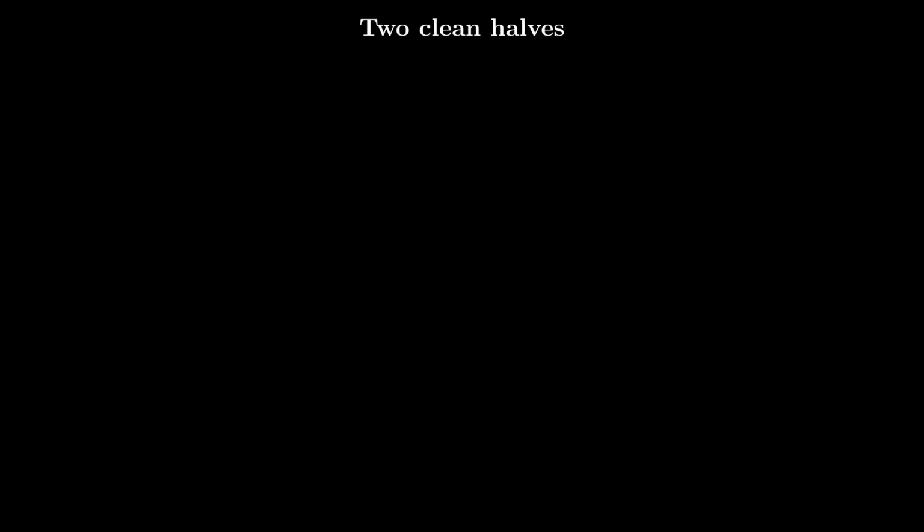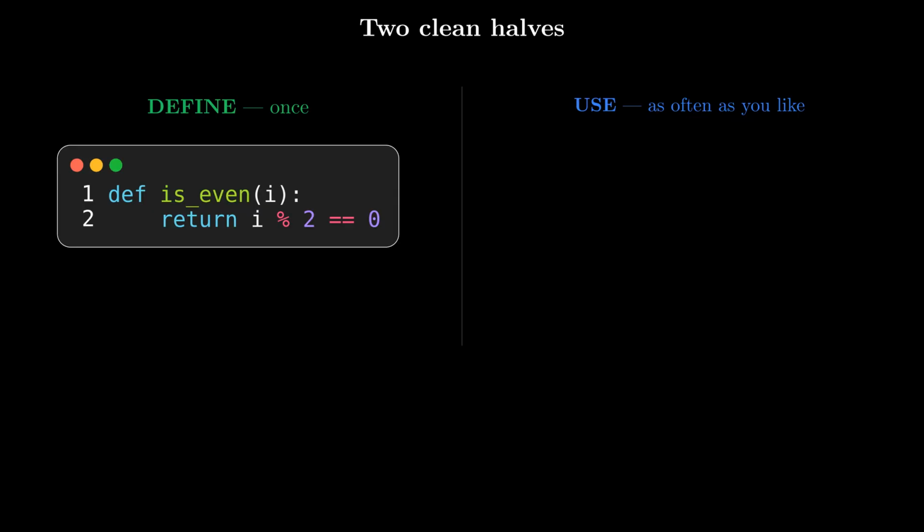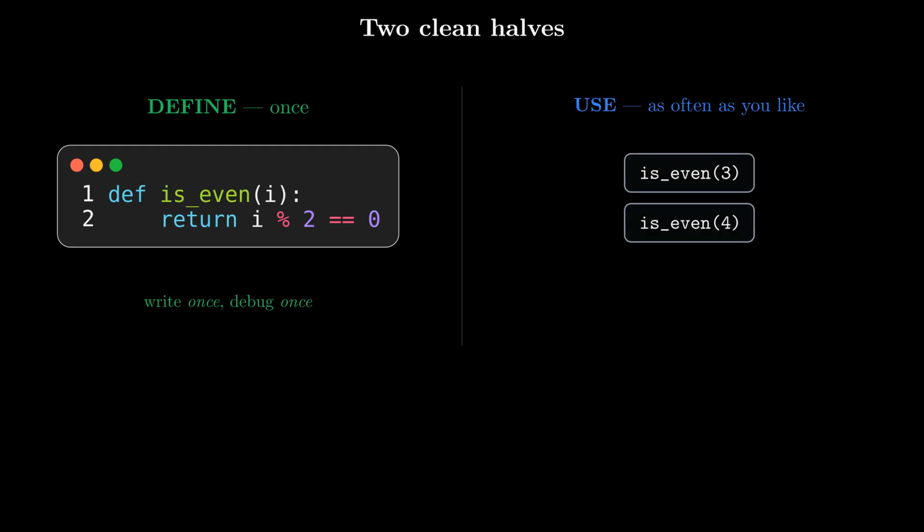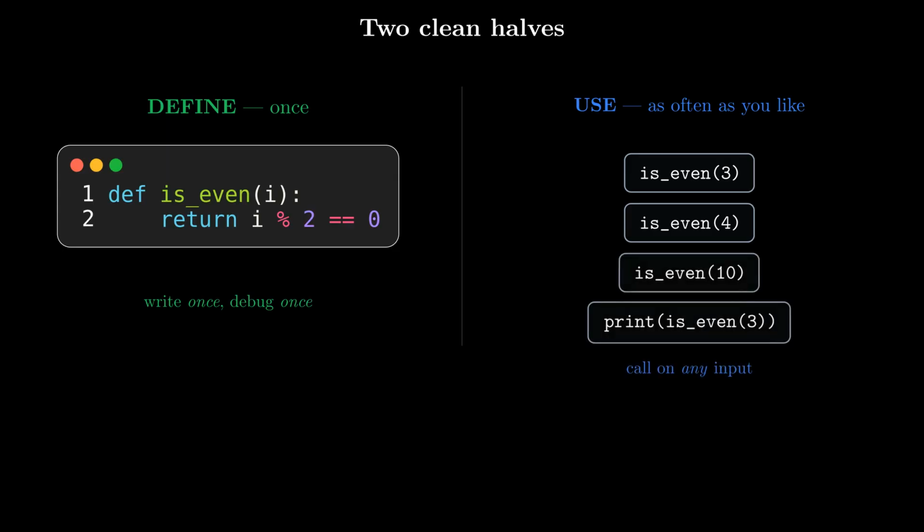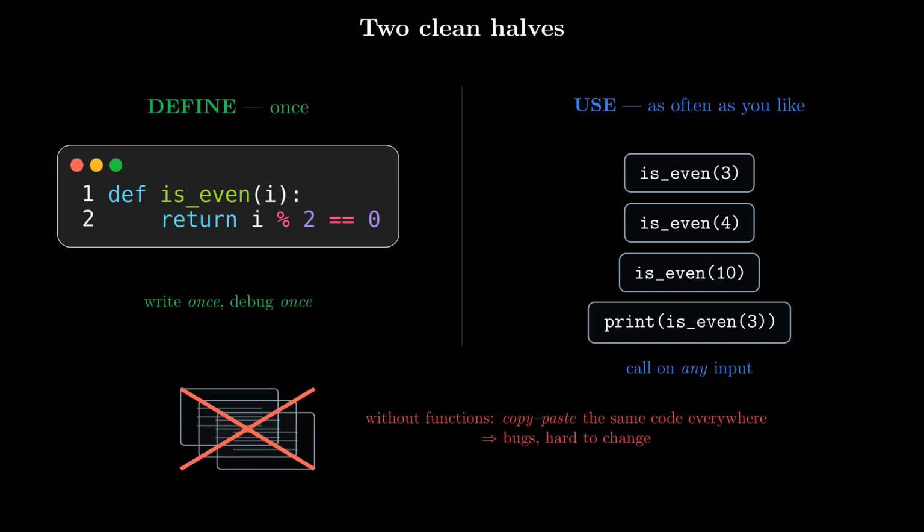Step back and notice what we have really done. Our code now lives in 2 clean halves. One half defines the function, the reusable piece that does the actual work. The other half uses it by making calls. That separation is the whole point. You write the function once and you debug it once. After that, you can call it as many times as you like on any input and trust it every single time. Without functions, you will be copying and pasting that same block of code all over your program. Every copy is a fresh place for a bug to hide and a headache to fix whenever the logic changes. Write it once, call it forever.